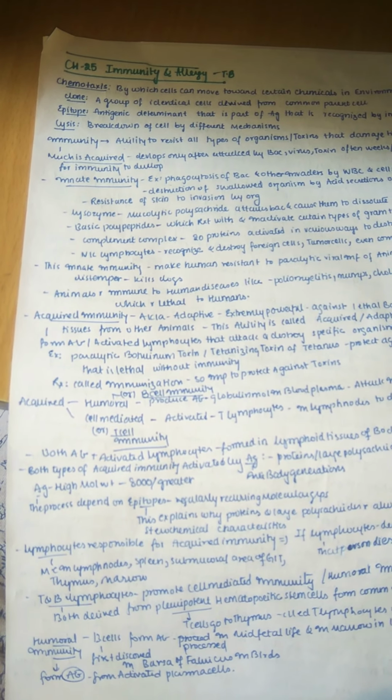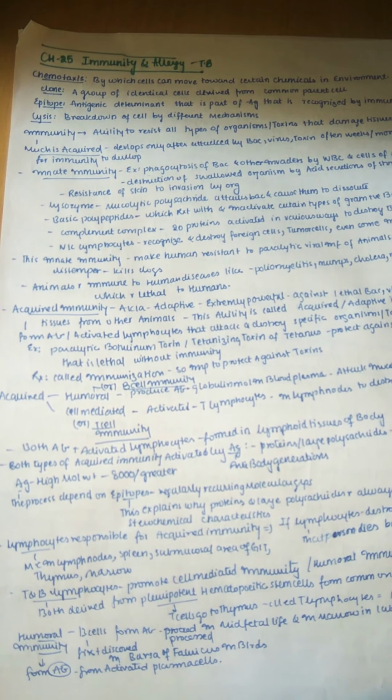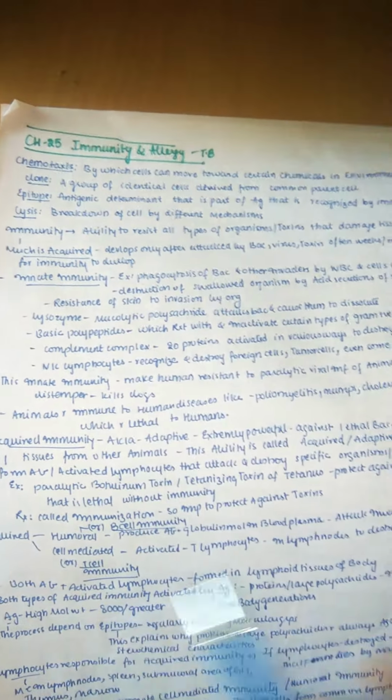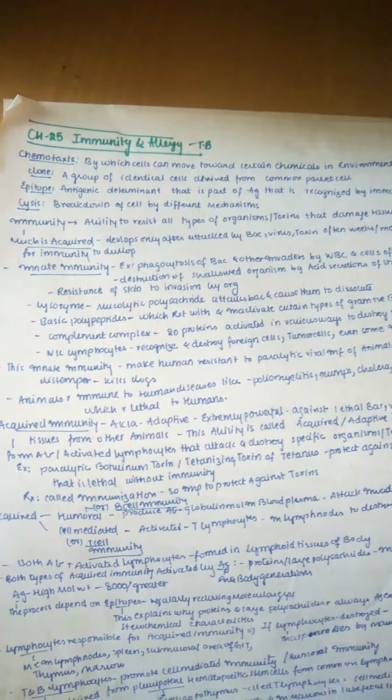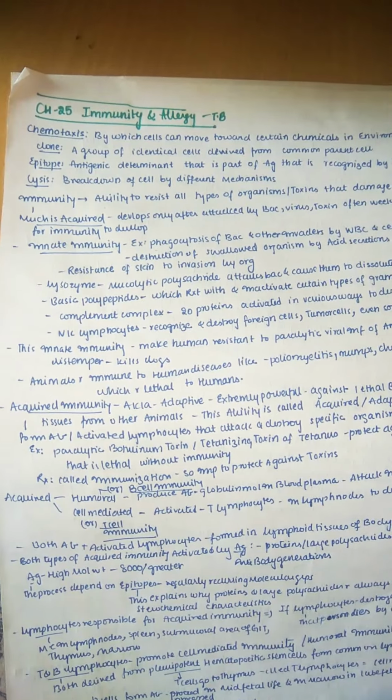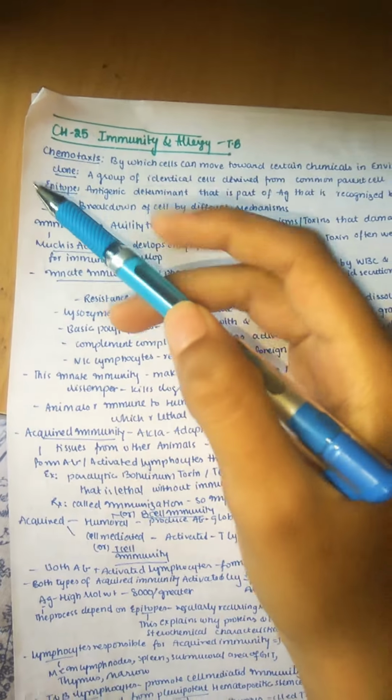Welcome to the channel. We are in the Blood Physiology 25th chapter, Resistance of the Body to Infection: Immunity and Allergy. Why are we comparing immunity and allergy in this chapter? You can see they are both related. We'll find that out by the end of this video, so you can understand how immunity and allergy are related. First, let us see some of the important terms here.